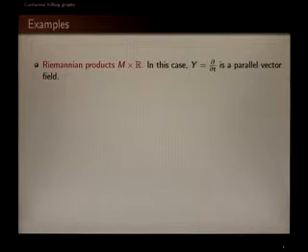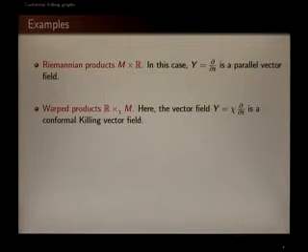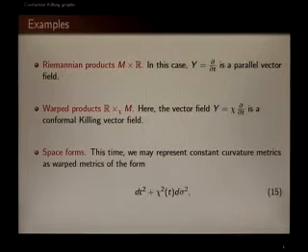And another case is Riemannian products, in the case of a Killing vector field which is parallel, and warped products are included in this kind of metric, when you consider this field k ∂/∂t as a conformal Killing vector field. And again space forms are examples modeled by this warped metric. So space forms, product spaces, and static metrics are examples of this kind of manifold.